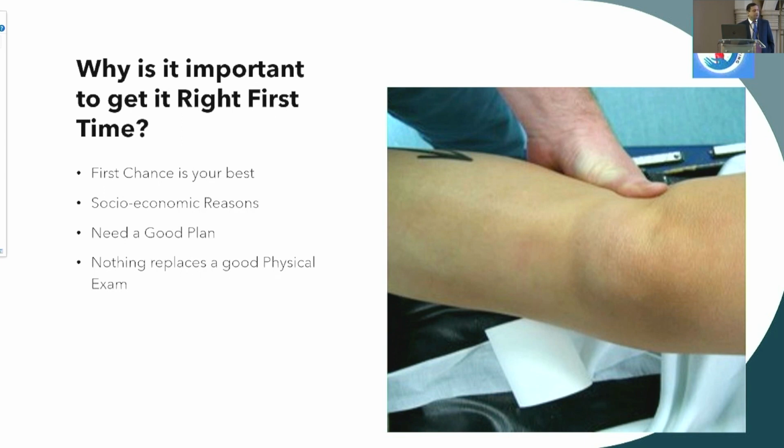And if you have planned and assessed the laxity and everything carefully, then it will be easier for the patient and the surgeon both. There are socioeconomic reasons. Patients are paying for their treatment in most instances.